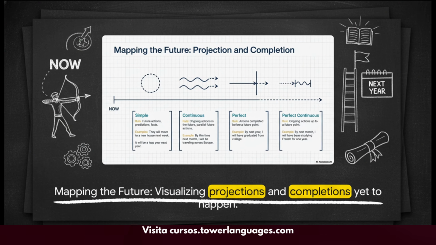And guess what? We can do the exact same thing for the future. You can help your students actually see what a sentence like, by next year, I will have graduated means. The future perfect can feel super abstract, right? But this kind of visual just grounds it. It shows it's just an action that will be totally finished by a specific point in the future. It's all about looking ahead and projecting when something will be complete.